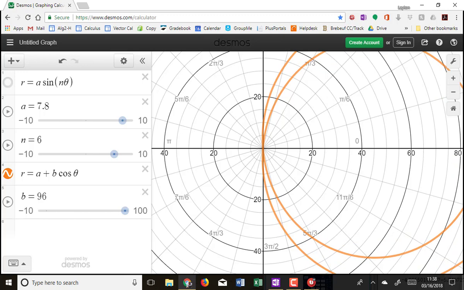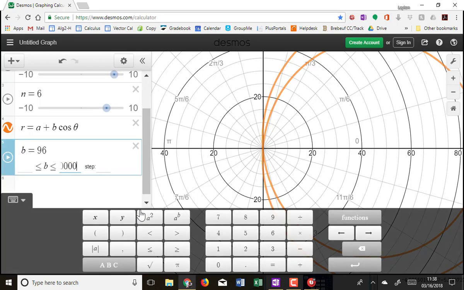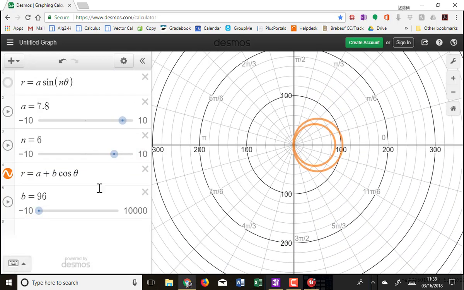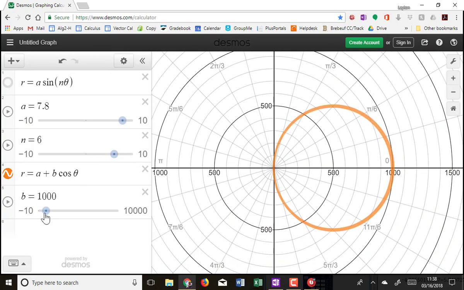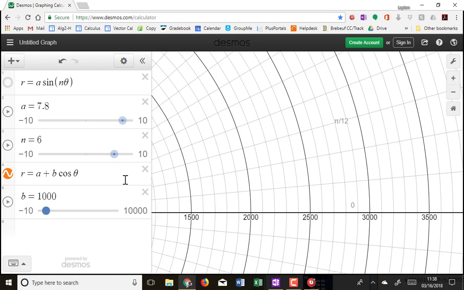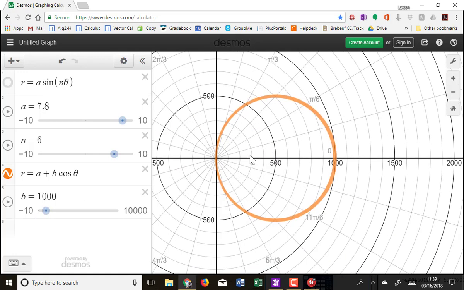What happens as B approaches infinity? I'd imagine that the curve becomes a giant circle. Yeah. The two curves approach each other. It's because the R value that you have, you're adding a super large value for R, so A becomes insignificant. And so basically R is equal to the other thing. That's why it's doing that.